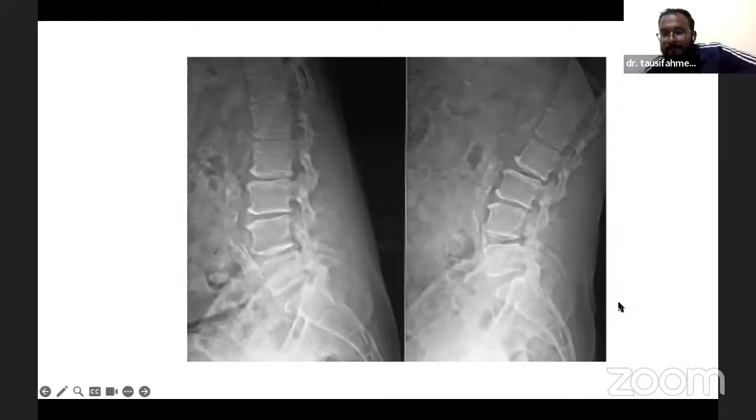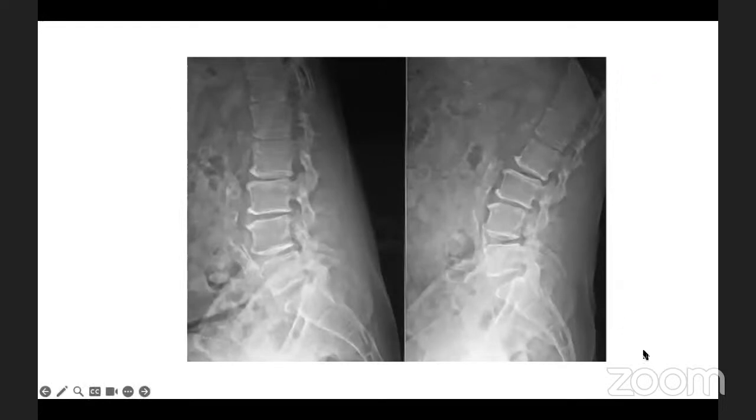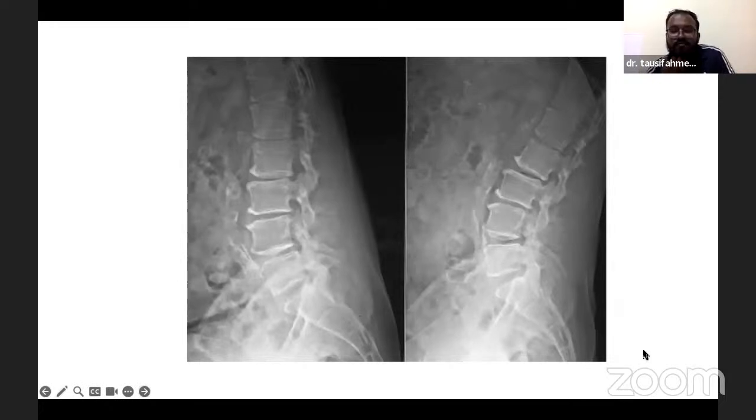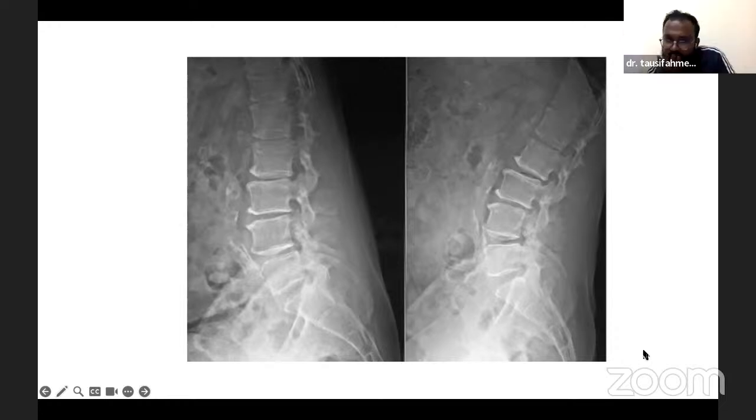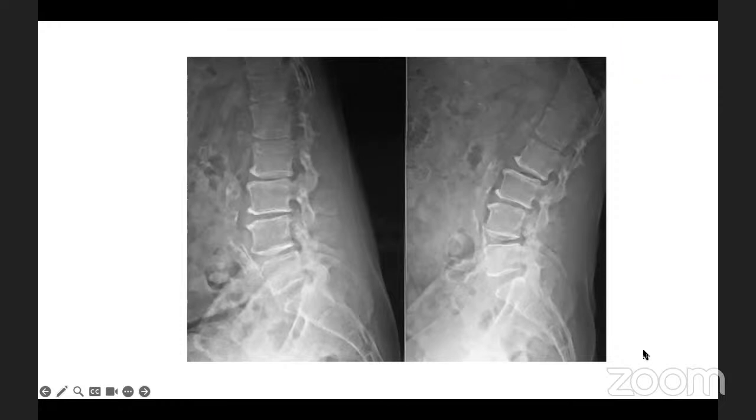Kedar, are you here? I'm here, sir. So this is the dynamic X-ray for you. What do you want to see on the dynamic views? Sir, specifically in this case at L2-3 level, since the listhesis was noted at that level, I'd like to see whether there is any instability. On this X-ray film, there is some amount of instability at that level, also at other levels, but not a very significant or gross instability.